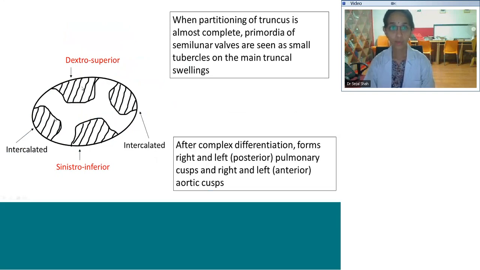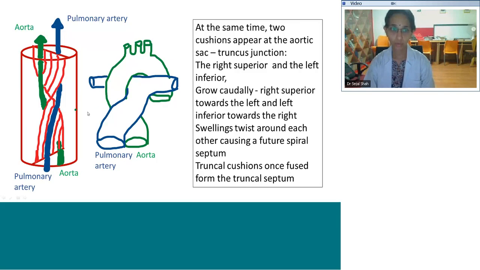So there are two things. One is that they grow towards each other, and second is that they grow caudally in opposite directions. And this is how we have the truncal septum, which is the spiral septum, which gives rise to a complete separation of the orifice of the truncus arteriosus into two openings, which will finally give rise to the pulmonary artery and the aorta.